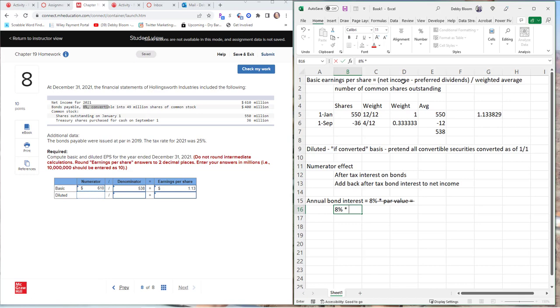I'm going to multiply it by the 400 million. So 8% of 400 million would give me pre-tax bond interest of 32 million. Now I have to calculate the taxes on the bond interest. That would be the 32 million multiplied by our given tax rate of 25%. So that would be 8 million.